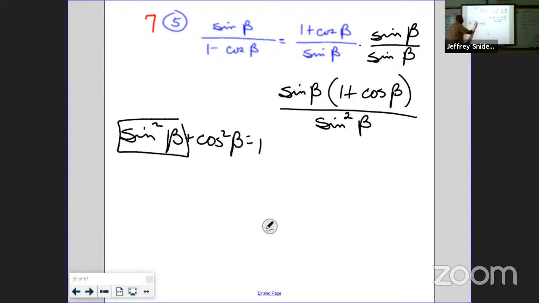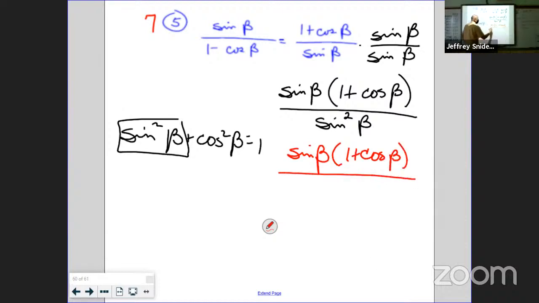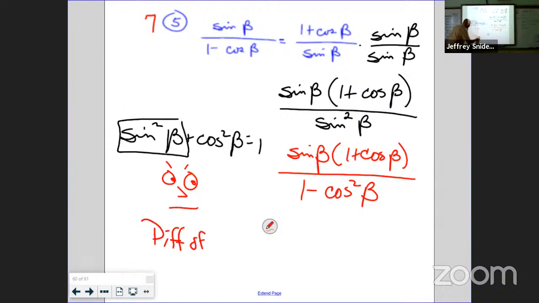What would sine squared beta be equal to? 1 minus cosine squared beta. So that's what I'm going to do next. Sine beta times 1 plus cosine beta over 1 minus cosine squared beta. When you look at this, you need to see over there the difference of 2 squares. That's the difference of 2 squares, factoring it.